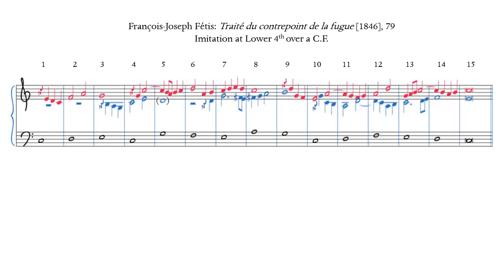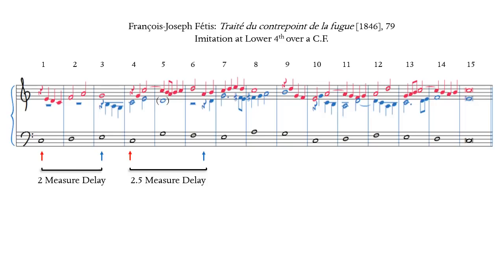Before we compose our own, we should investigate the liberties and deviations from strict canon that Fetis used to make his exercise a little bit more manageable. The exercise begins with a time delay of 2 measures. However, Fetis sneakily manages to lengthen the time delay by the time we get to measure 6.